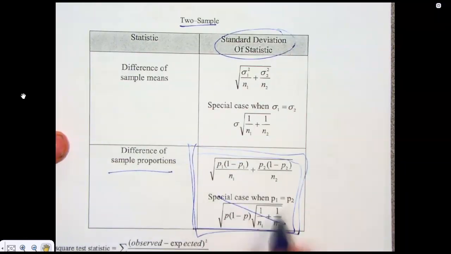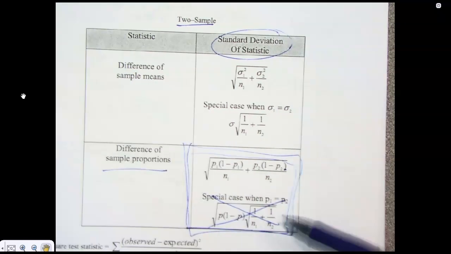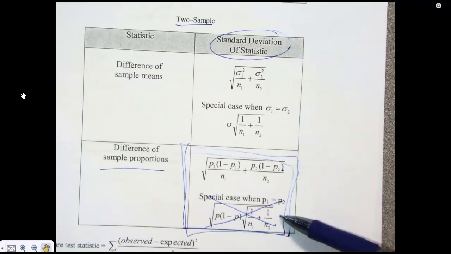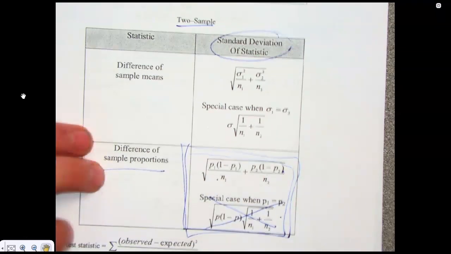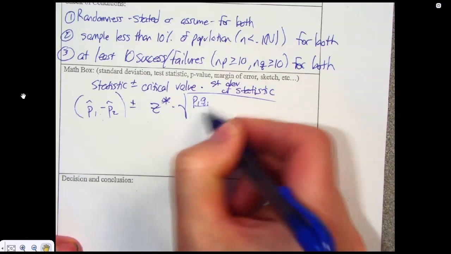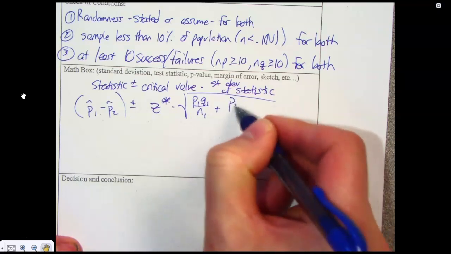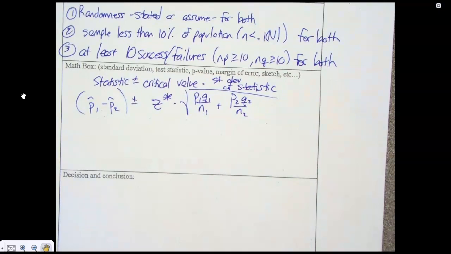So we've got 2 samples, standard deviation of the statistic, and we're dealing with proportions. So that puts me in this box here. And don't ever use this special case. This one works every single time. This one only works in a special case. So to me, there's absolutely no reason to ever memorize or use the special case one. So I'm going to use this one every single time. And if you notice, that's just PQ over N, which is what we did before. There's just 2 of them. So it's the same thing, just twice. You've got to go P1 Q1 over N1, plus P2 Q2 over N2, because you're going to have 2 samples now.